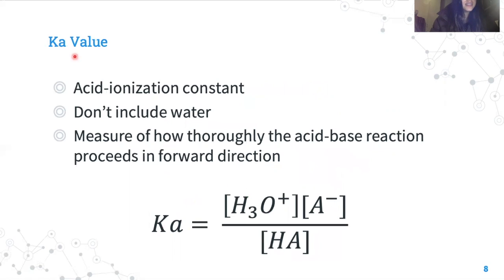The acid ionization constant is similar to Kc for a generic equilibrium as learned in previous modules. Ka is a measure of how thoroughly an acid-base reaction proceeds in the forward direction. This value is determined by dividing the concentration of the products over the concentration of the reactants. Water is not included in this as it is a pure liquid. Any pure substance is not included in this equation.